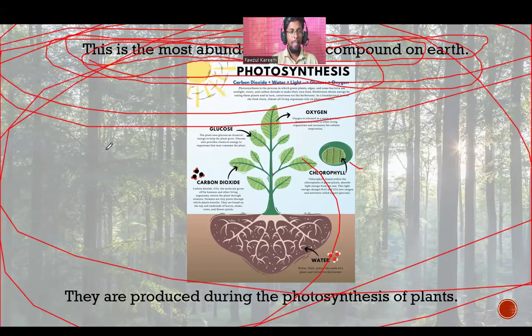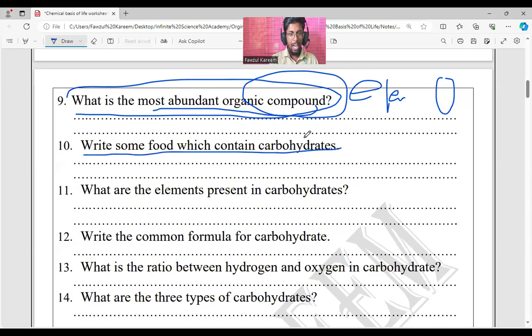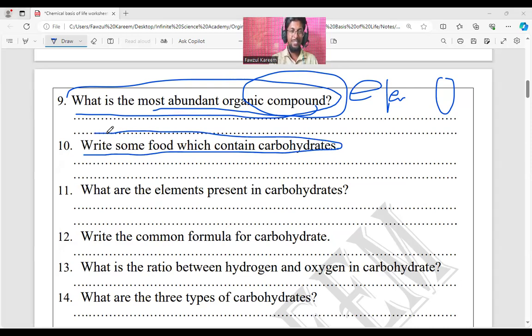Next question. Write some foods which contain carbohydrates. Potato, sugar, flour. Yes, very good. Rashida, Amani, right? Okay. Mattakal, Vayayu, Sail, Anushia, Zikra, Priya, Rana, Zainab, and Ashnaf. Right? Okay. Write some foods.